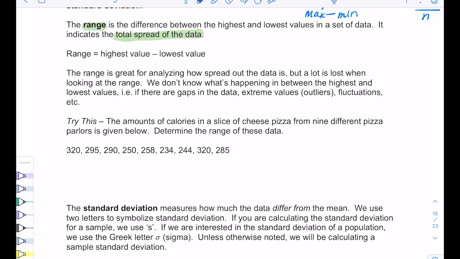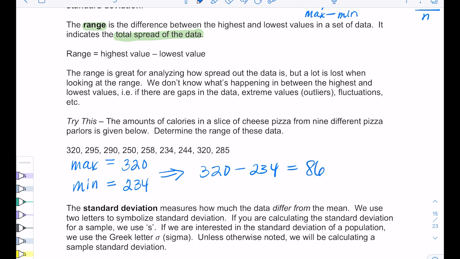So what we need to determine first is our maximum value, or the highest value. And here the highest value looks like it's 320. And our minimum value, or the lowest, looks like it is 234. So to find the range, all we're going to do is subtract max minus min. And when you do that, you get the number 86. So 86 would represent a large range of values between the lowest and the highest.